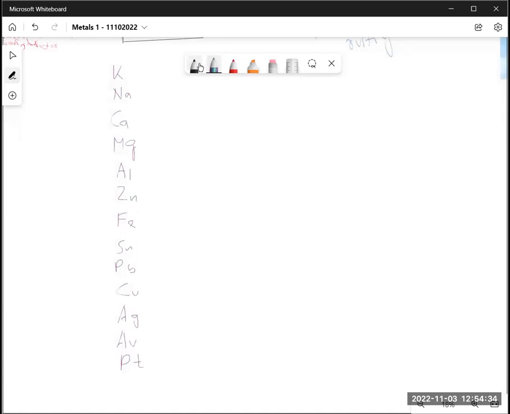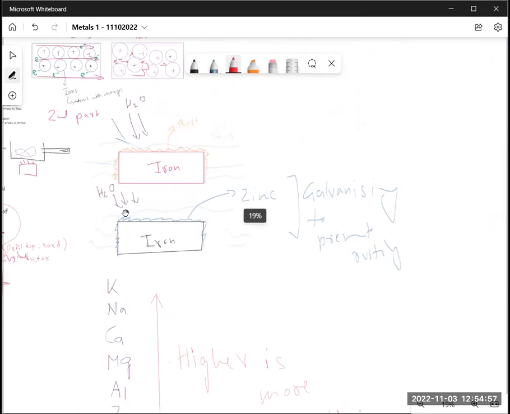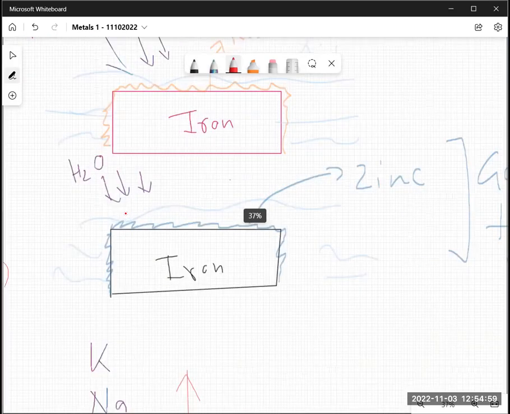That's what we have. Now, if I look over here, the lower you go, the less reactive it becomes, or the higher you are, the more reactive you are. Is that clear? So higher is more reactive. And what is higher, zinc or iron? Zinc. If zinc is more reactive, therefore, what does that mean? That means zinc is more likely to rust, right?